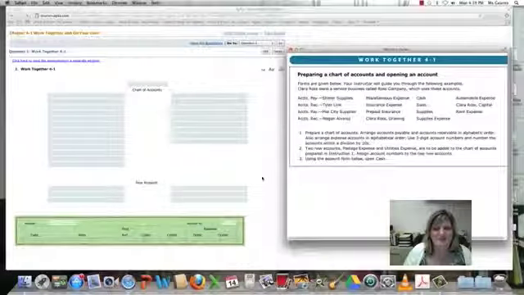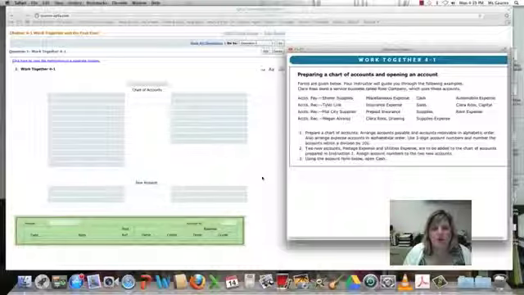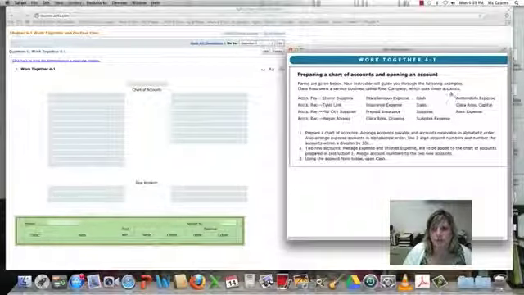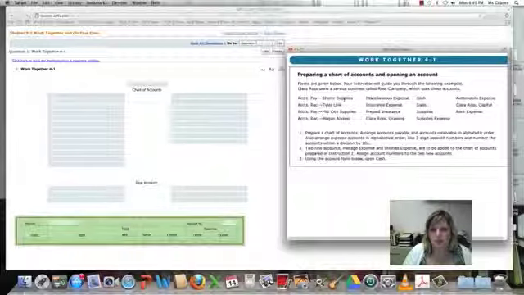Welcome to lesson 4-1, Work Together. In this lesson, we're going to prepare a chart of accounts and open an account. It says the forms are given below. Your instructor will guide you through the following examples. Clara Ross owns a service business called Ross Company, which uses these accounts. So these are the accounts used by Ross Company that we will be putting in our chart of accounts.